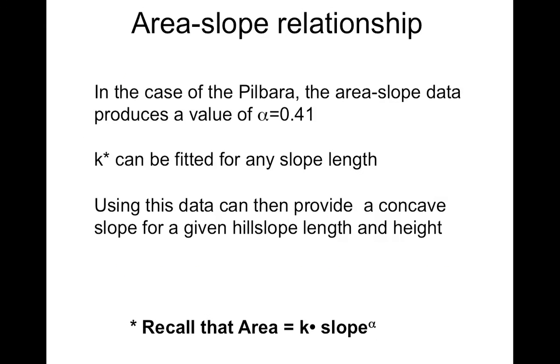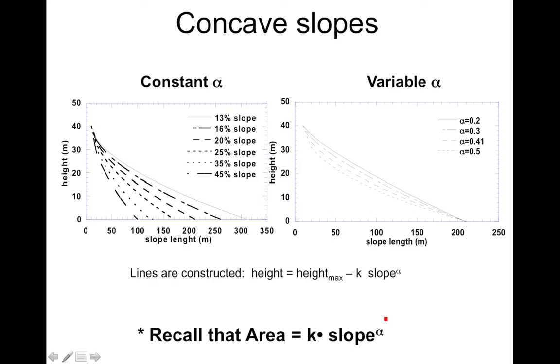Right. So in the case of the Pilbara, the slope of that line was equal to 0.41, right? And this K star here depends upon how long your slope is going to be. So you can actually replace this area by distance if you want to. If you have a planar slope, you don't have converging flow. So the distance is proportional to K times the slope raised to this power. So using this equation, you can construct the height of the hill as a function of slope length, right? By varying this K parameter.